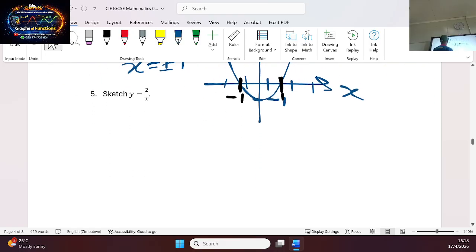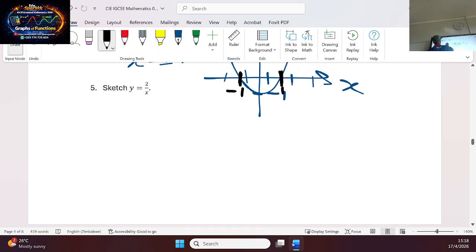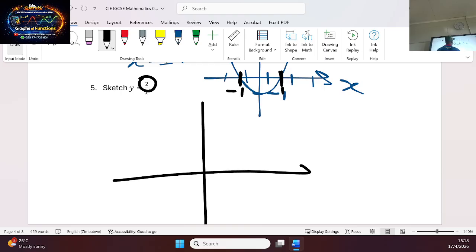Then next, we are interested in sketching the graphs of y equal to 2 over x. So now what we'll do is we just target the numerator there. If we look at the numerator, this numerator is positive 2. So our graph will exist in two parts. That's the first and third quadrant.